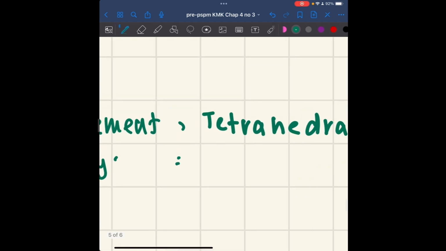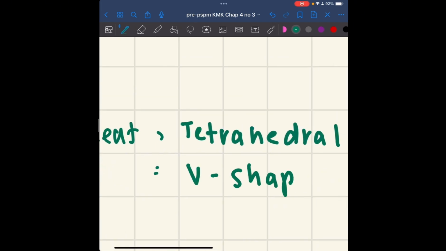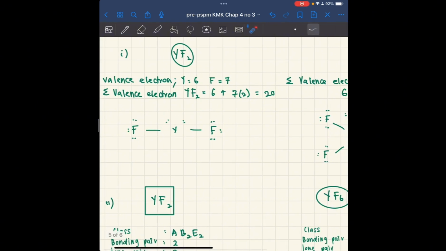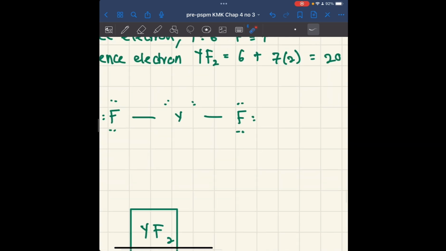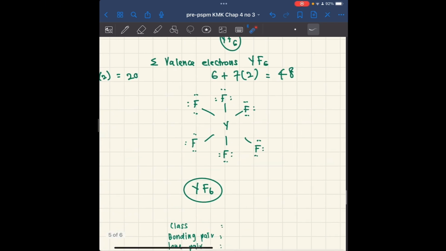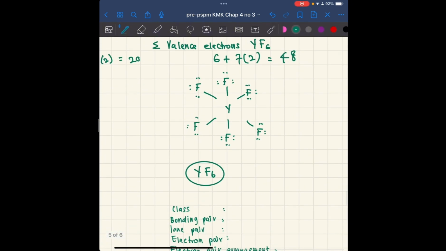And as for the molecular geometry, it is V-shape. Why is it V-shape and not tetrahedral? For the molecular geometry, we ignore the lone pairs, and it will look like this. Like a V inverse, or a V like this, they are just the same.